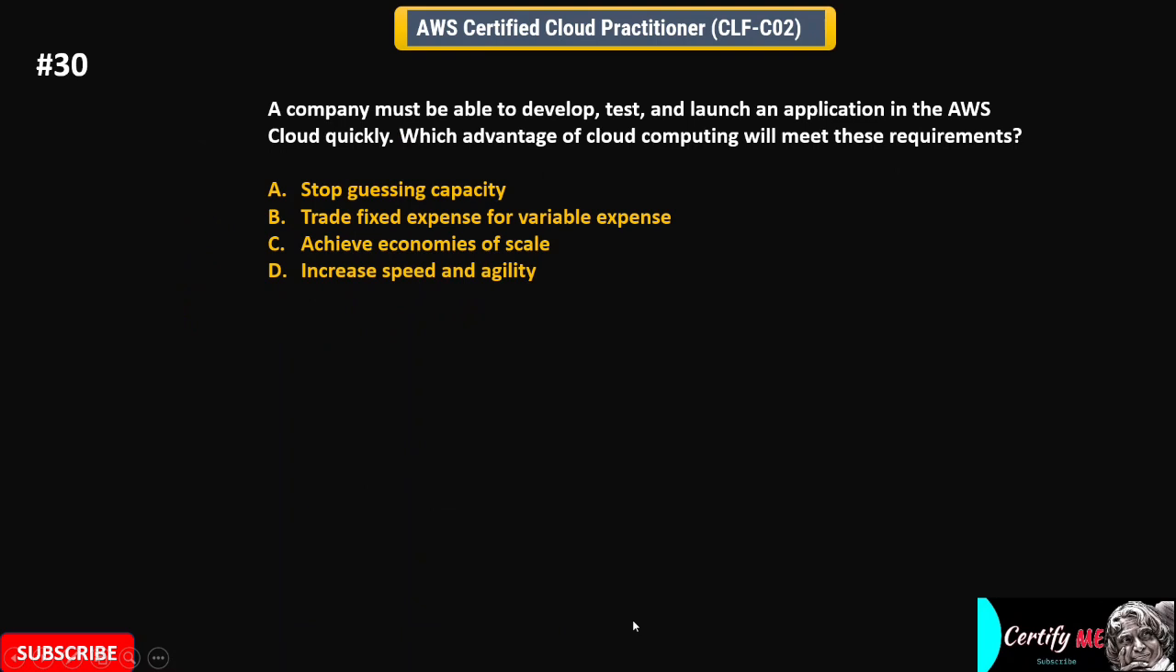Next one. A company must be able to develop, test, and launch an application in the AWS cloud quickly. Which advantage of cloud computing will meet these requirements? Option A, stop guessing capacity. Option B, trade fixed expense for variable expense. Option C, achieve economies of scale. Option D, increase speed and agility. The correct answer is option D.